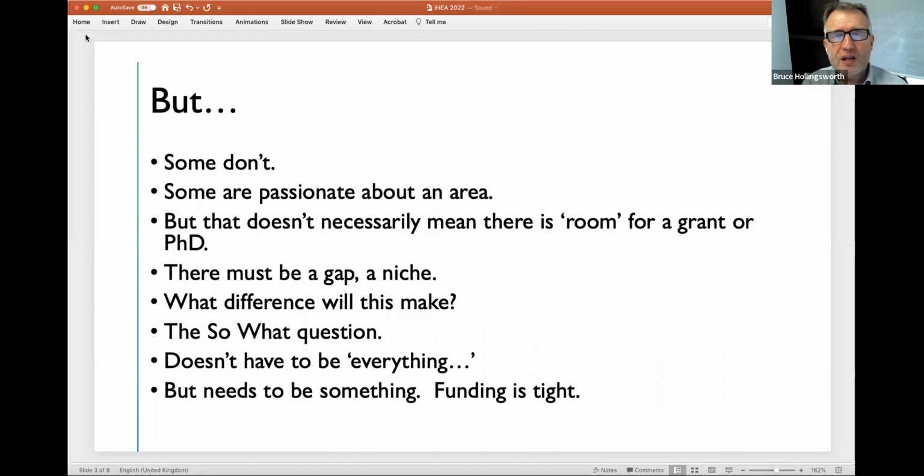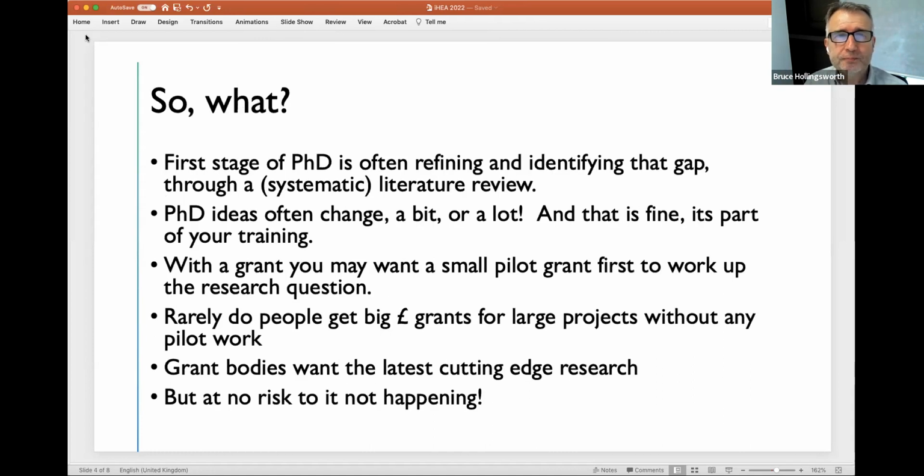So it doesn't have to be everything, is my message. If you're going into a certain research area, you don't have to worry about solving every problem, but it does need to be something. Funding is really tight and it's only going to get tighter in the next 5 to 10 years. So you really have to have a clear idea of what you're going for, and what your niche area is.